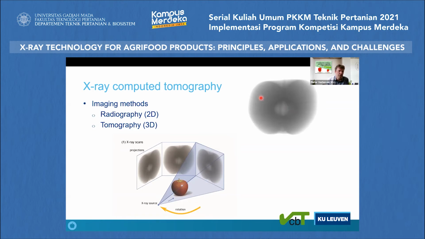There is some contrast in the image, where the closer to the core of the fruit, of course, you have thicker material, so more is absorbed. Closer to the edge, there's less absorption, so the grayscale is less intense. So you get a kind of gradient, and you see more or less the shape of the object, but not much detail.